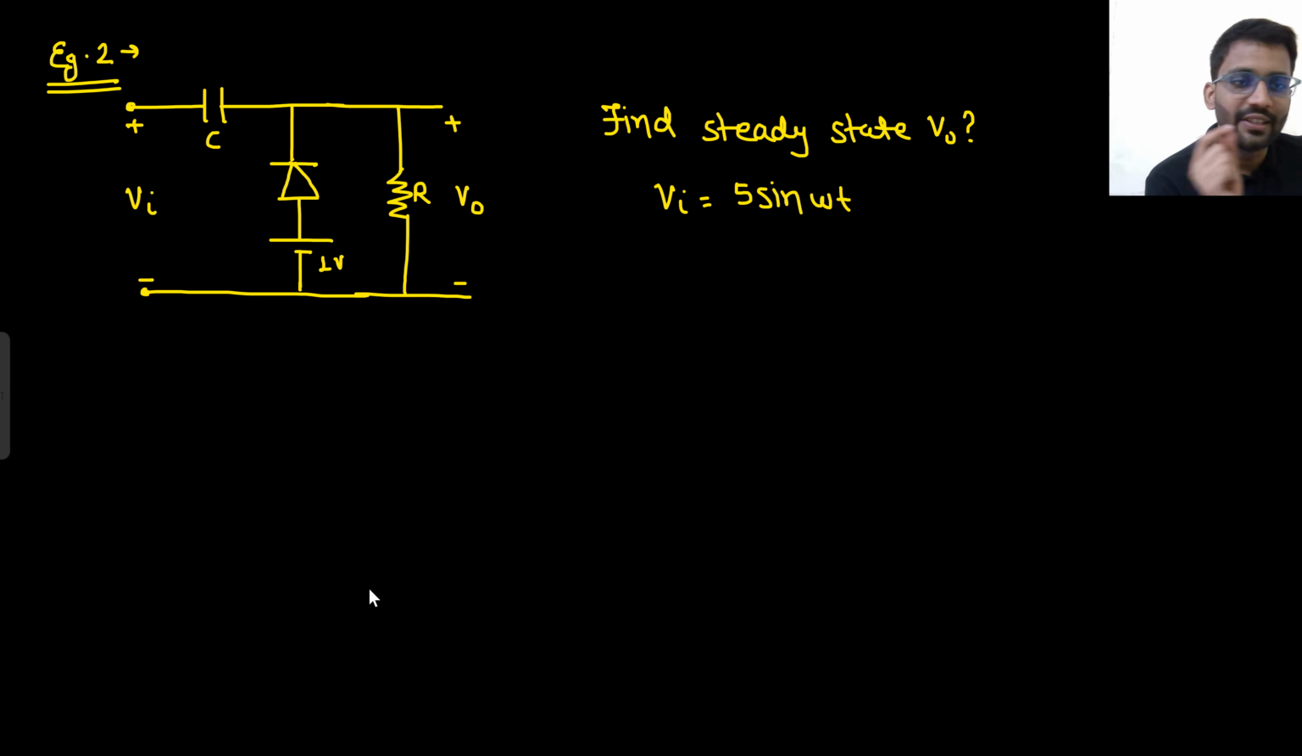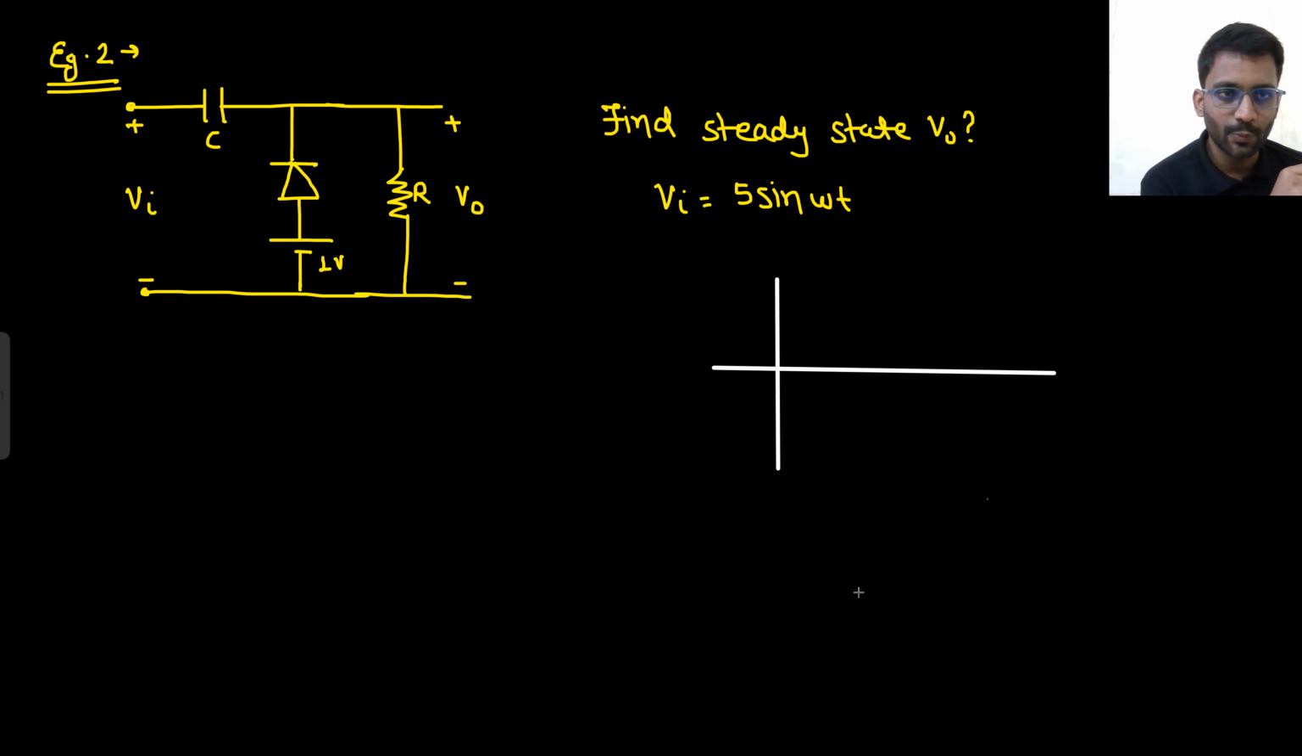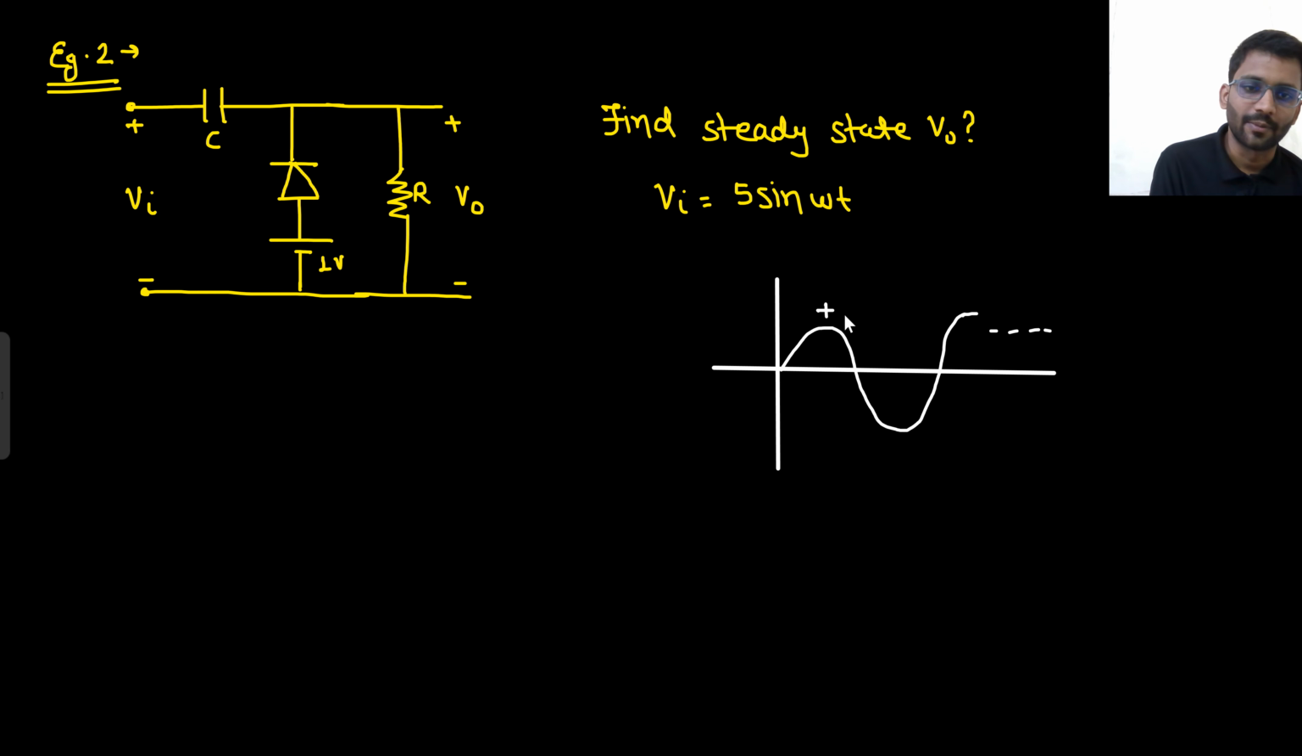Okay. So when will the diode turn on? What is our input? This is our input. Sinusoid input. It has two peaks, plus 5 and minus 5. It will keep on going like this. This I am calling as plus 5 and this I am calling as minus 5 volt.